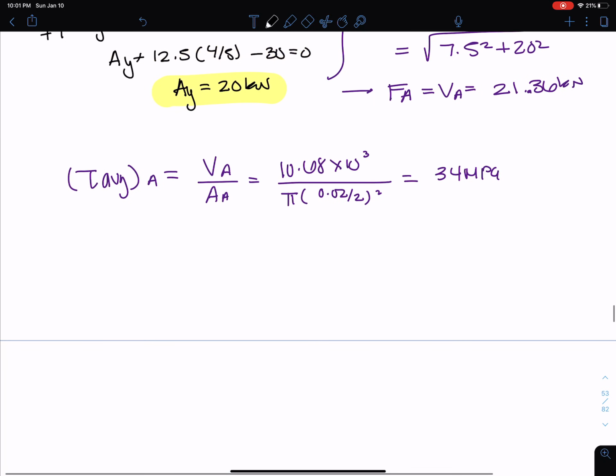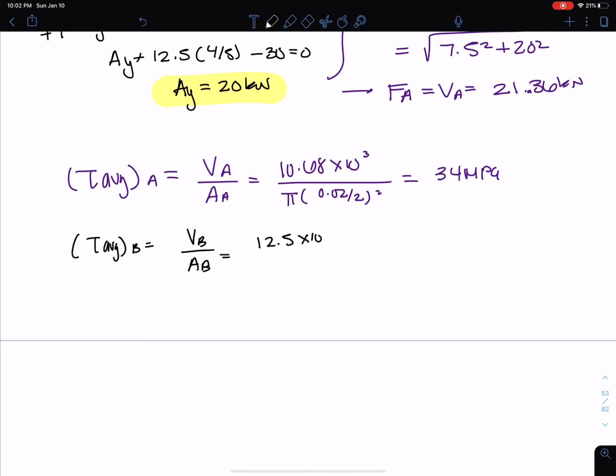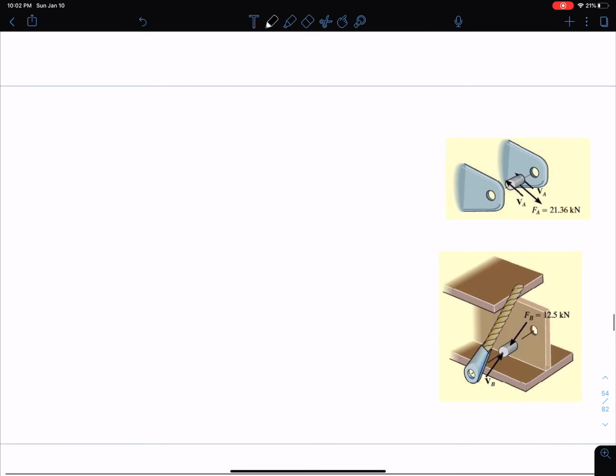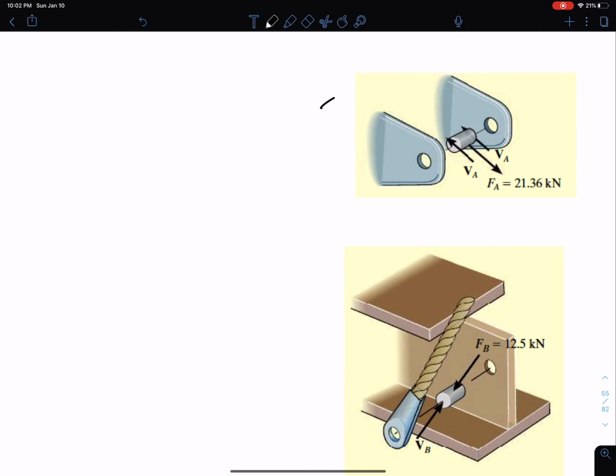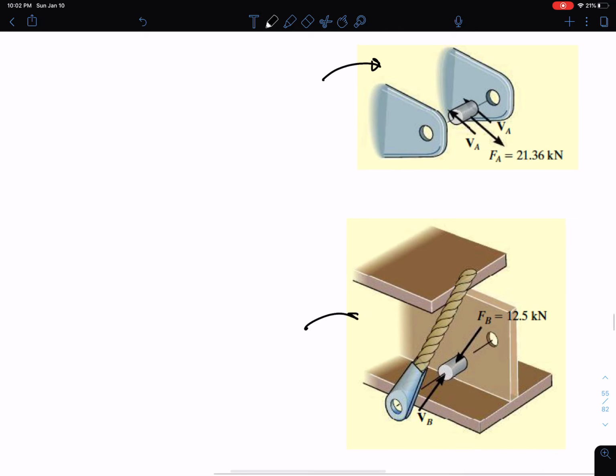plane. So my tau average at point B is VB over AB, which is just 12.5 times 10 to the 3, this is in newtons, divided by pi times the radius squared, the area of a circle, right? And these are my answers. I might have a picture here. Yeah, so this shows you the double shear for A, the pin at A, and the single shear for the pin at B.